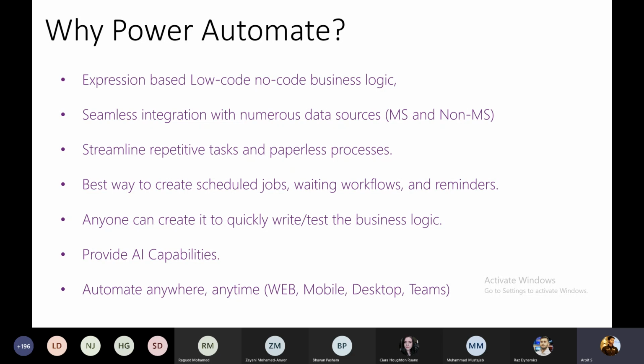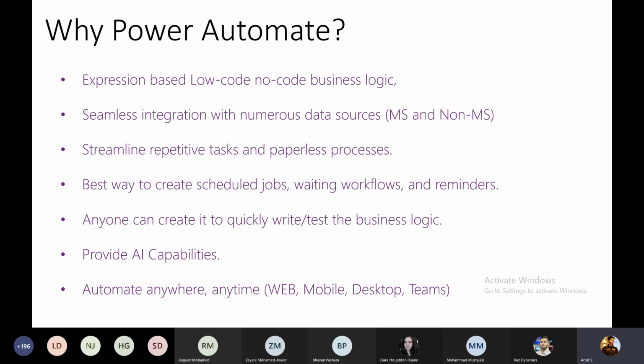Streamline repetitive tasks and paperless processes, especially in the case of retail. There is a lot of paper and receipt type of work. You have to generate the receipt, you have to hand over the receipt to the customer, and you have to do a lot of manual repetitive tasks in your daily business use cases, right? So Power Automate actually streamlines and automates your business process. You don't need to generate the receipt or the document manually. You can simply automate that process, and the document and receipt can land in the customer's inbox.